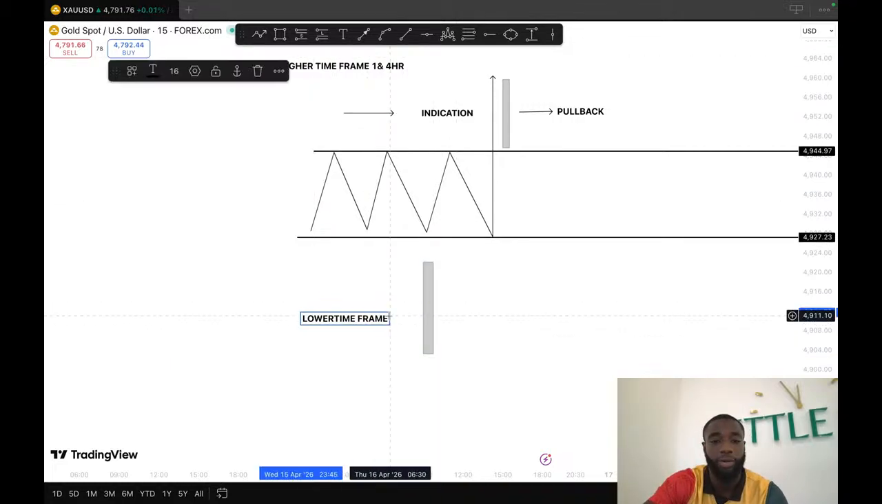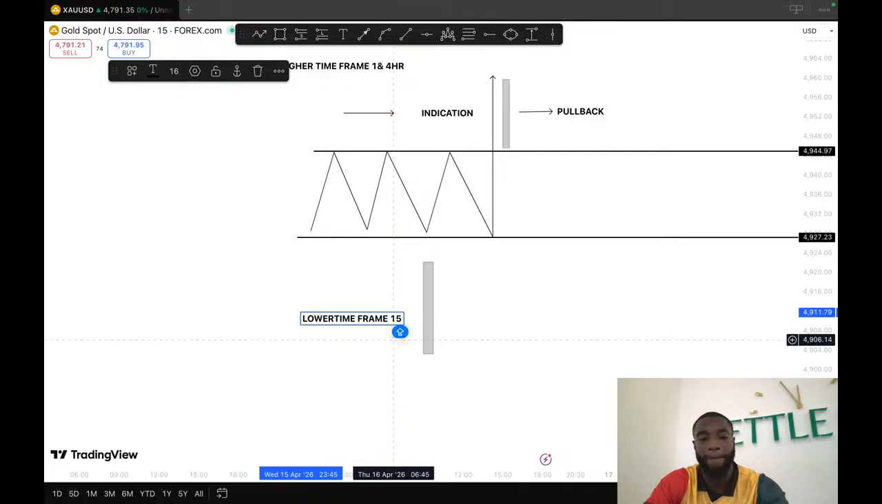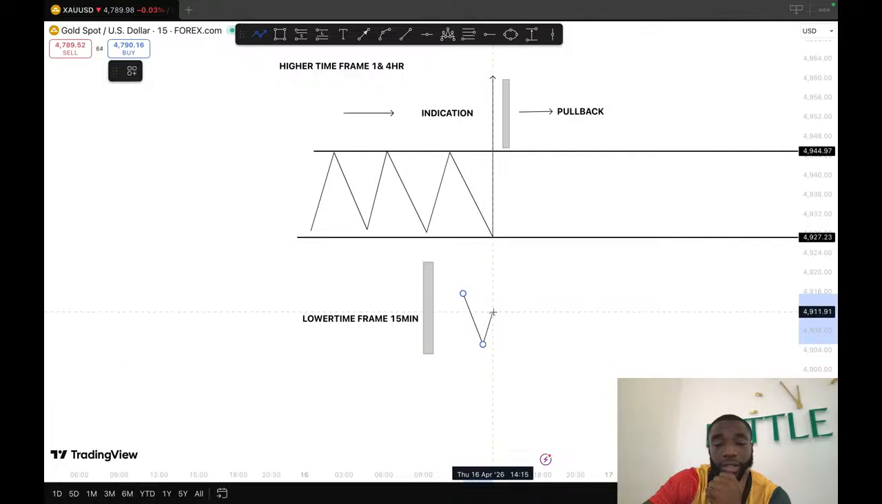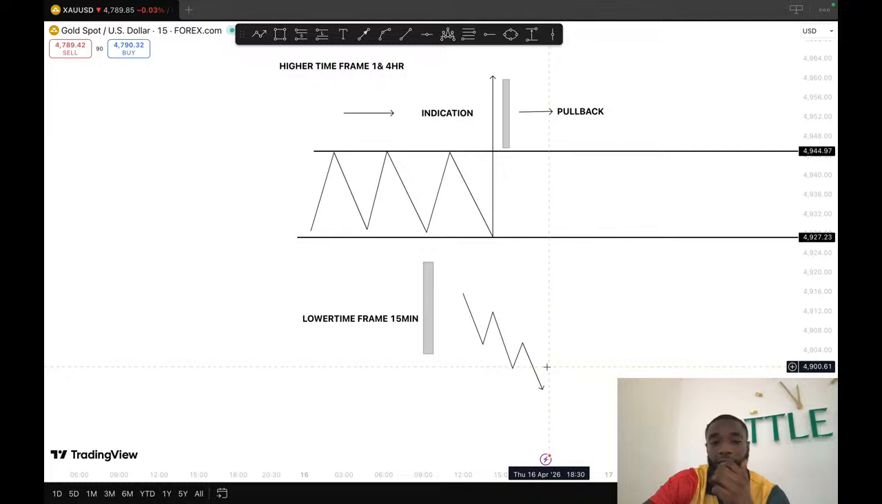So the 15-minute time frame. On the 15-minute, this pullback will look like this. This is how this pullback will look on the 15-minute. It will make a low, a high, then a lower low, a lower high, and a lower low, right? This here is known as the correction. This pullback on a lower time frame is a correction. So I'm going to label this correction.